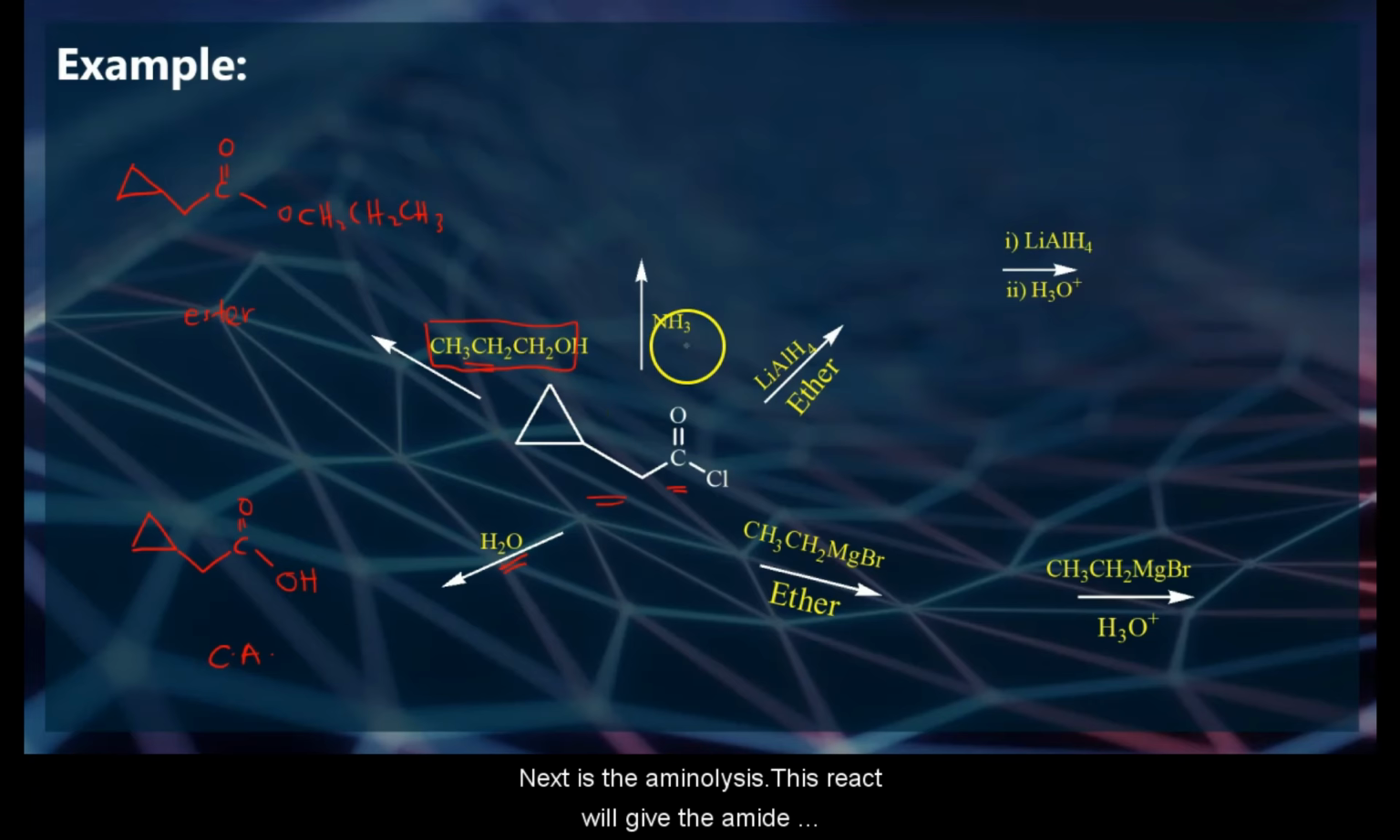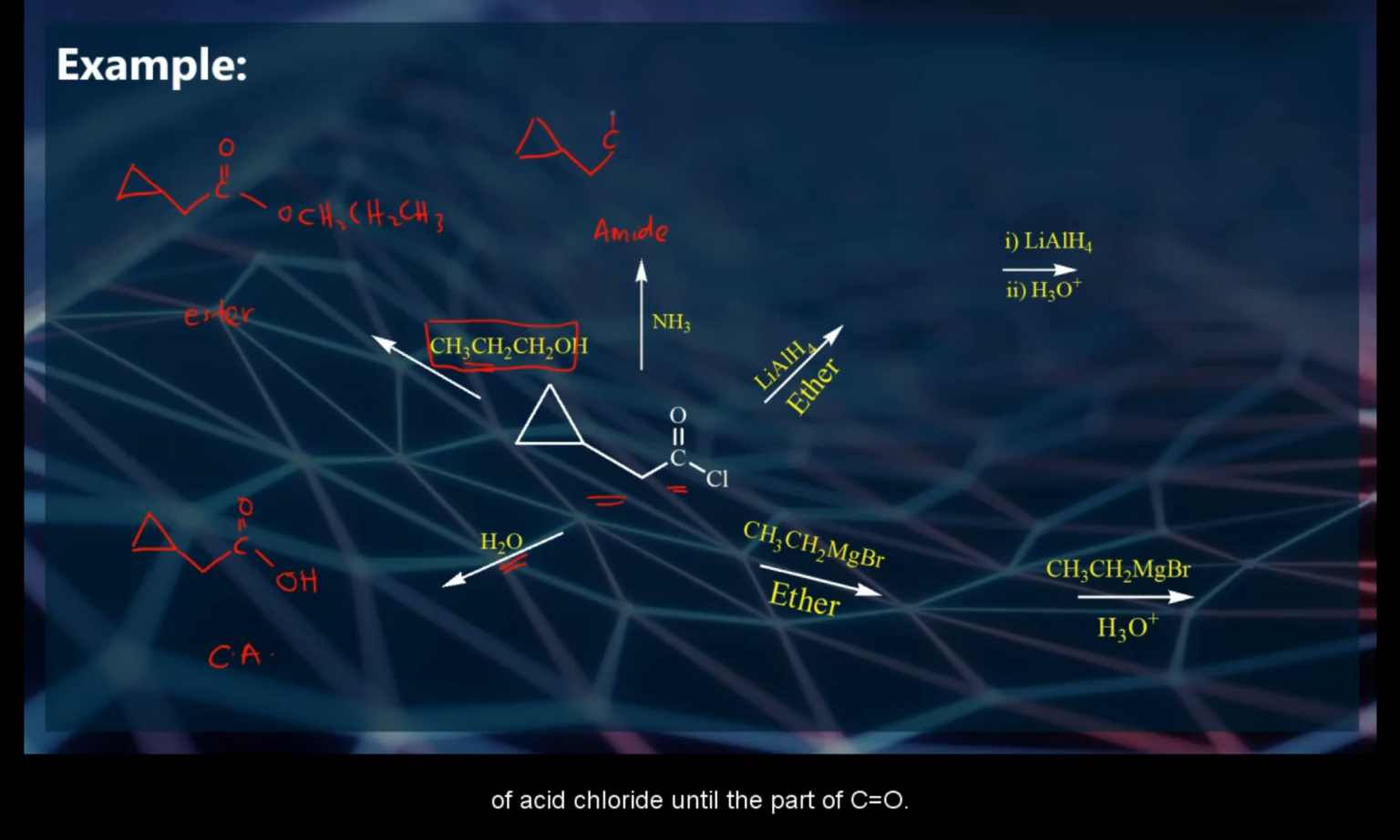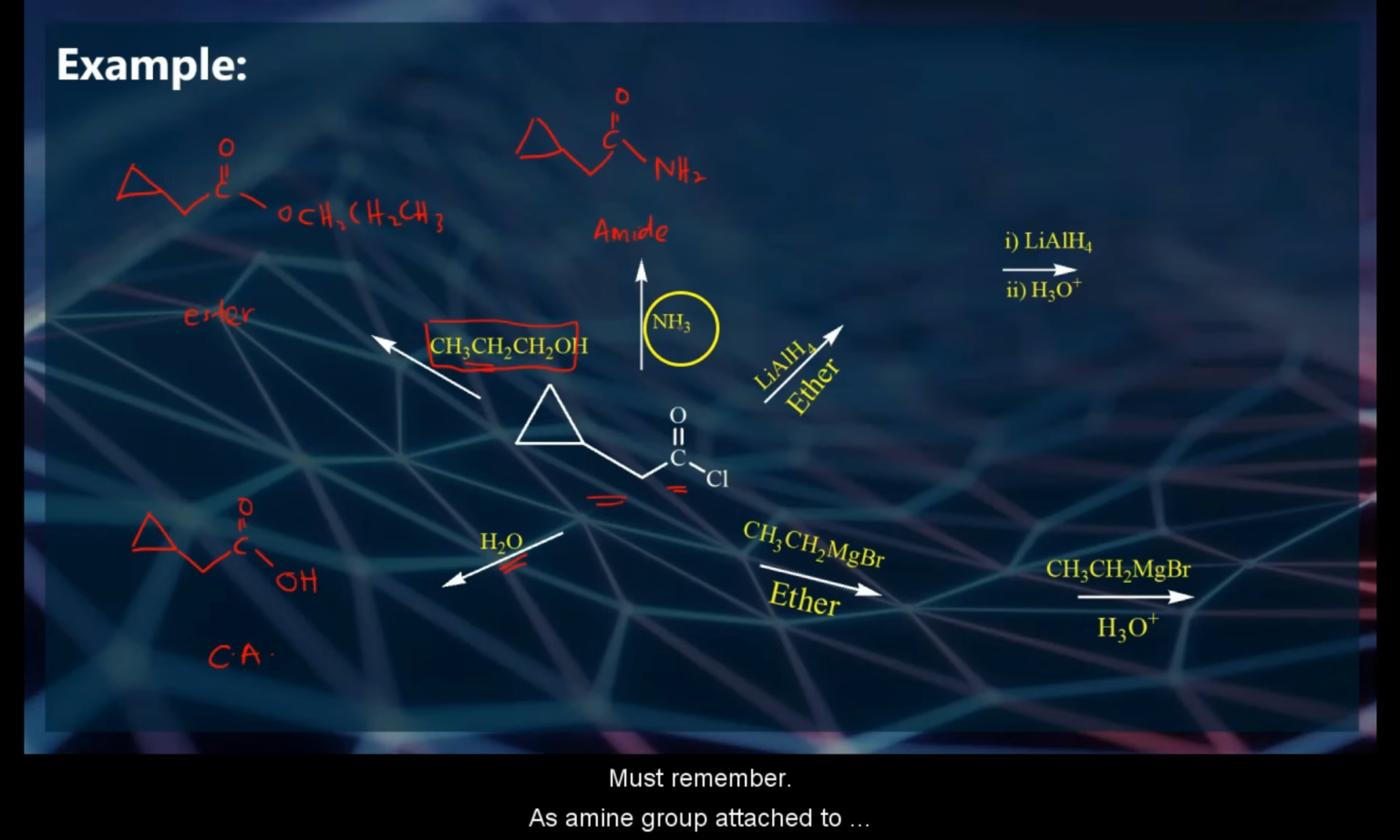Next is the aminolysis reaction. This reaction will give the amide group as a final product. First, you redraw the structure of acid chloride until the part of C double bond O. Then, draw NH2 as it attached at C double bond O. Fairly simple. You must remember, as the amine group is attached to C double bond O, it will lose one hydrogen.